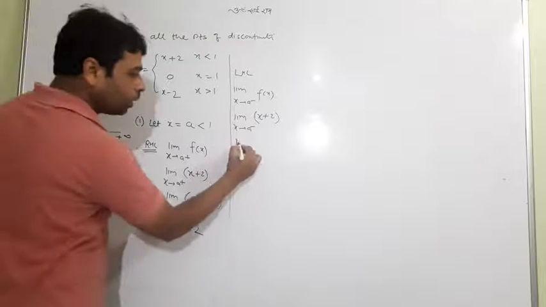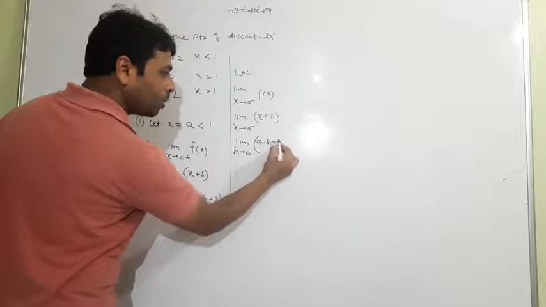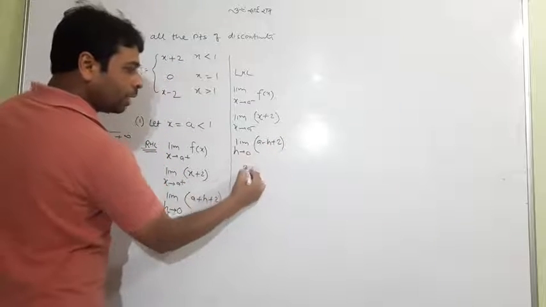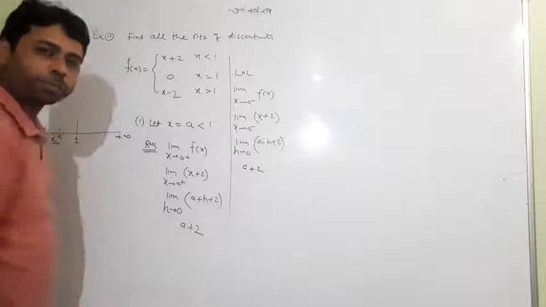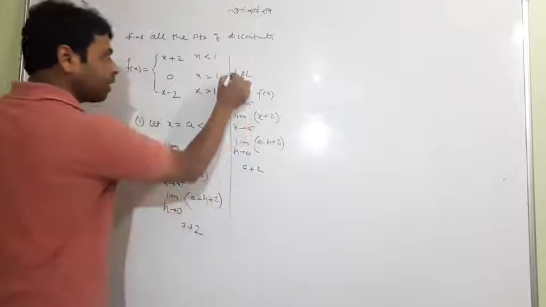Like if you put x equal to a minus h, with h tends to 0, it will be a minus h plus 2. When h goes to 0, it is a plus 2. Look, both are the same.